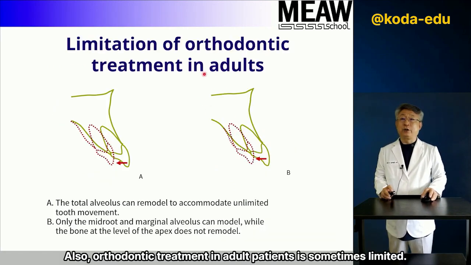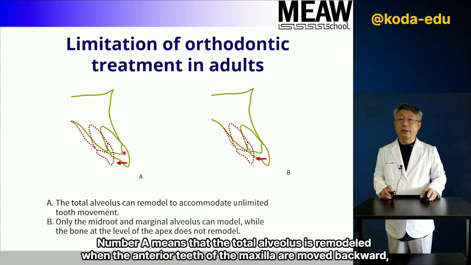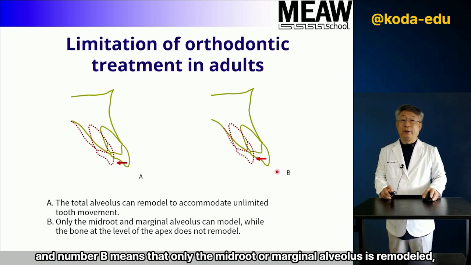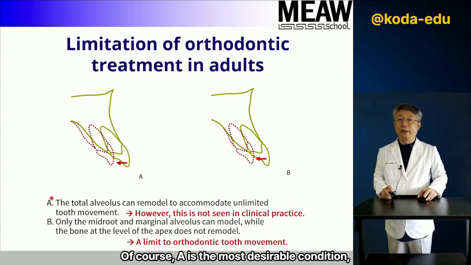Also, orthodontic treatment in adult patients is sometimes limited. When moving the maxillary anterior teeth posteriorly, will it move like A or like B? Number A means that the total alveolus is remodeled when the anterior teeth of the maxilla are moved backward. And number B means that only the midroot or marginal alveolus is remodeled, but not the root. Of course, A is the most desirable condition, but it is almost impossible clinically in adults.